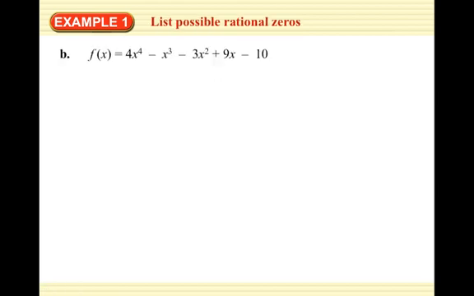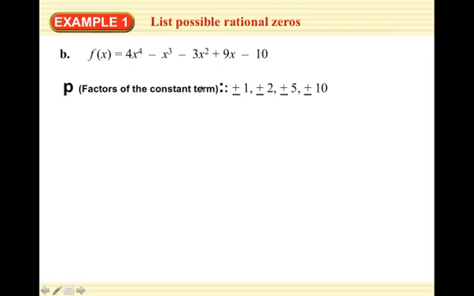All right. So let's look at this next one. We've got f of x equals 4x to the fourth minus x cubed minus 3x squared plus 9x minus 10. So our constant term is -10, so that's our p-value. And we are in decreasing degree of x, so 4x to the fourth is our leading term, which makes 4 our leading coefficient. So our q's are going to be a little bit more interesting this time.